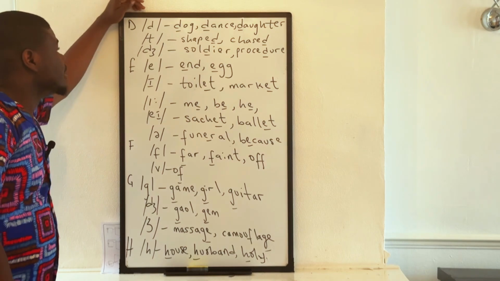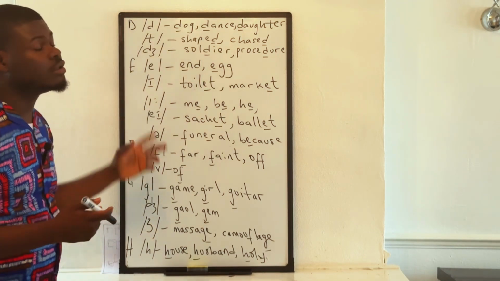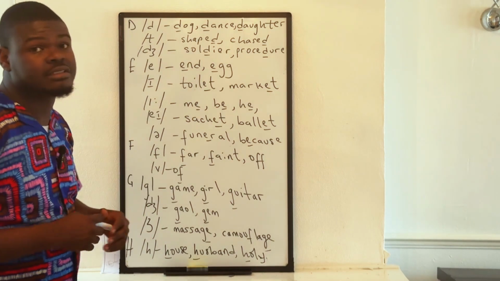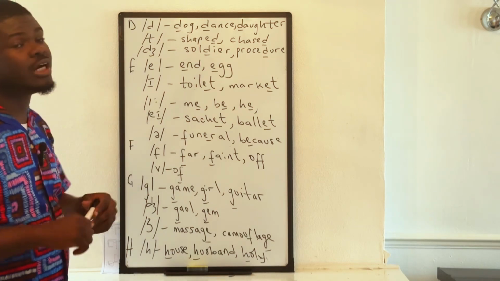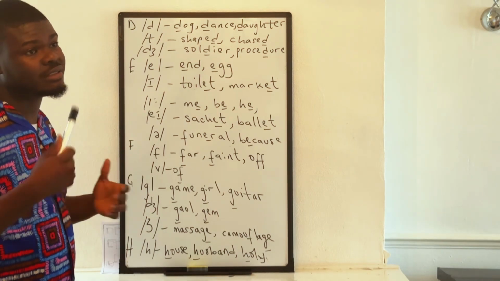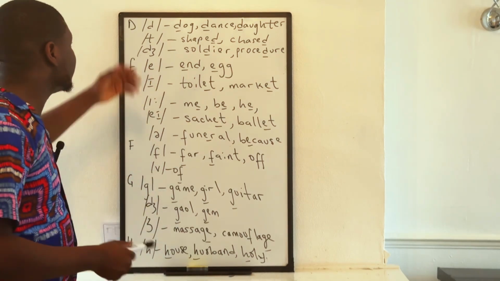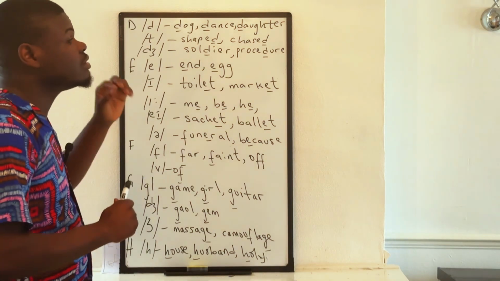So let's start with letter D. Letter D would give us the sound D, as in dog, as in dance, as in daughter, and anytime you would most likely see D, that's quite familiar. Letter D can also give us the sound T.